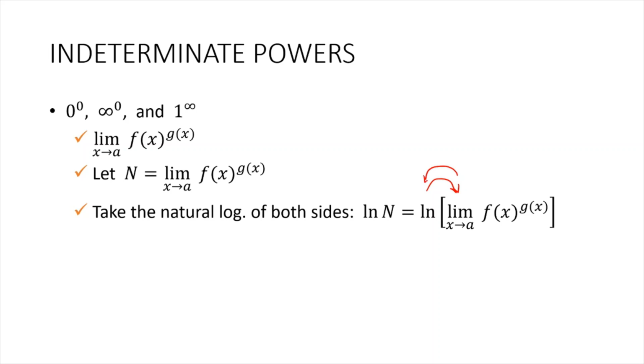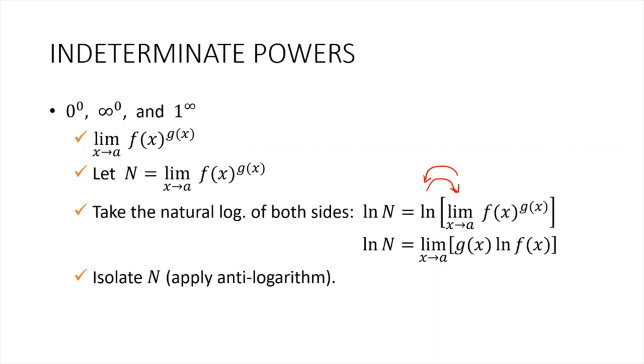Okay, ln of the limit of an expression is equal to the limit of the ln of the expression. Okay, and then apply the power property of the ln function. So this will give us ln of n equals limit as x approaches a of the quantity g of x times ln of f of x. All right, and simplify, apply the limit. The last step is to revert back to n. Okay, isolate n. In other words, we have to eliminate ln so that we can get the original limit. All right, and this is done by applying the anti-logarithm. Okay.